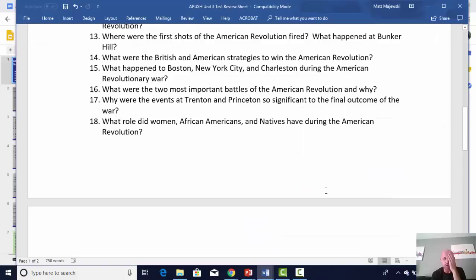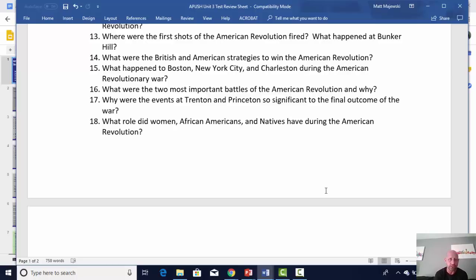14, what were the British and American strategies to win the war? Remember, the British would like to capture the leaders of the rebellion. They would like to capture areas, I guess you could say, that they thought were the most important to American patriot causes. So they focused on New England first, because that's where the patriot cause was strongest. After Bunker Hill, remember, they moved down to the middle colonies. They try to cut the American colonies in half by seizing the middle colonies. Eventually that fails after Saratoga, and so they are forced to head to the southern colonies, which is their last area of support. Eventually, after the Battle of Yorktown, they lose that as well, and they're forced to surrender.